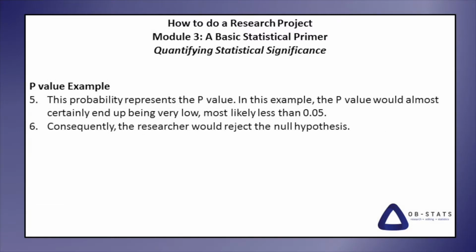5. This probability represents the p-value. In this example, the p-value would almost certainly end up being very low, most likely less than 0.05. And 6. Consequently, the researcher would reject the null hypothesis.